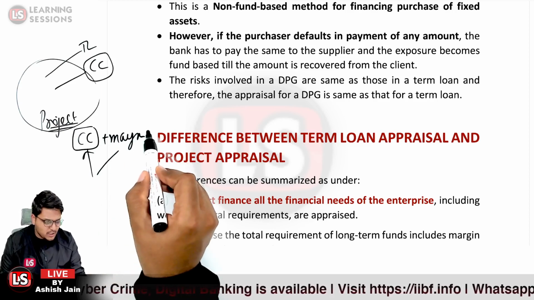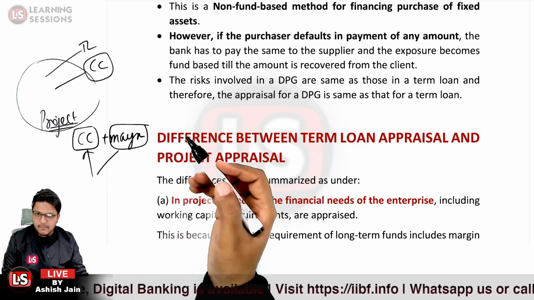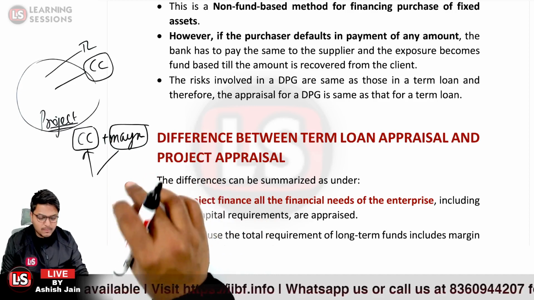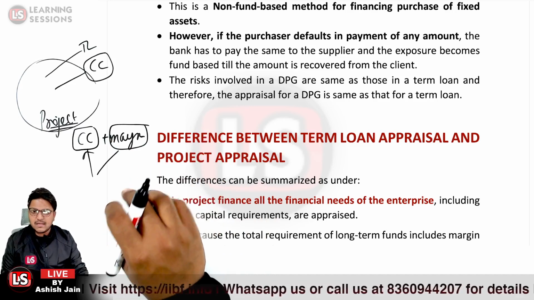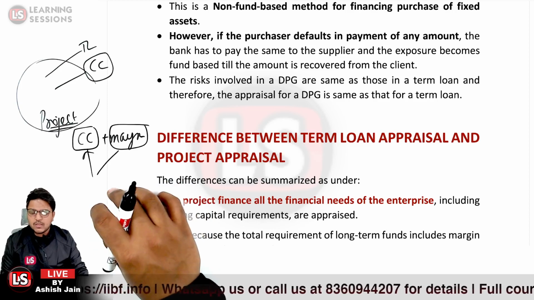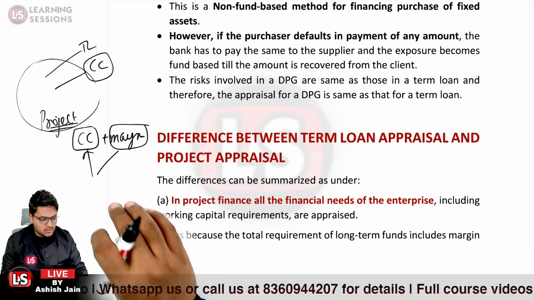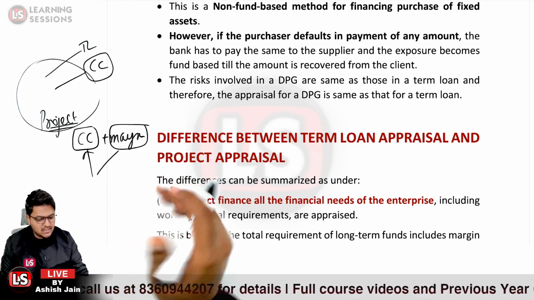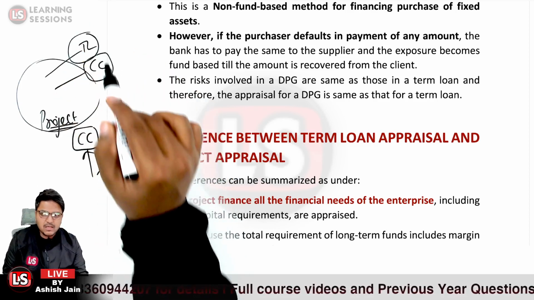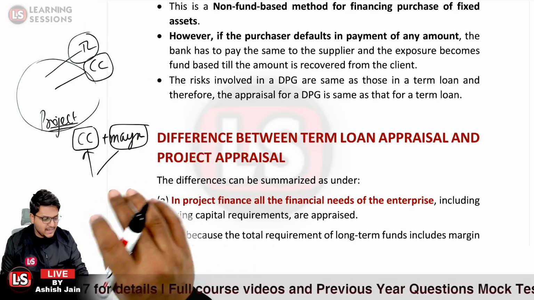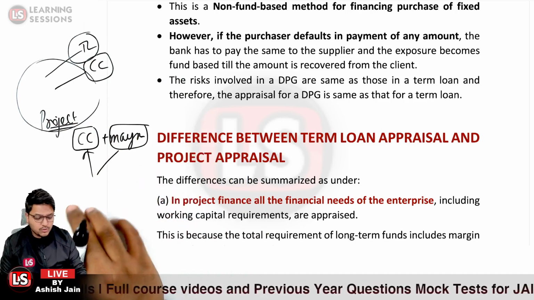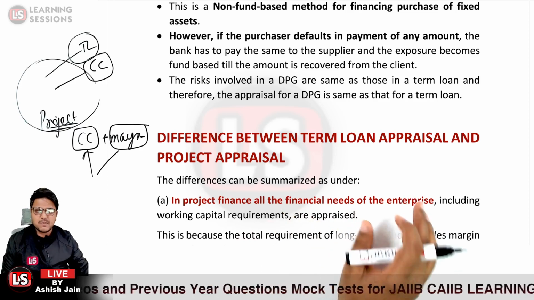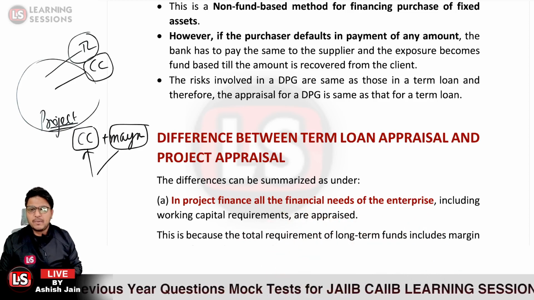Now margin is contributed either by way of new capital from the investor, from the promoters themselves, or it may be the case that the margin will come from long-term sources. If the margin comes from long-term sources, then the term loan will have an additional point to look into. That particular point is considered in project finance, but not in the term loan appraisal. Is that clear?